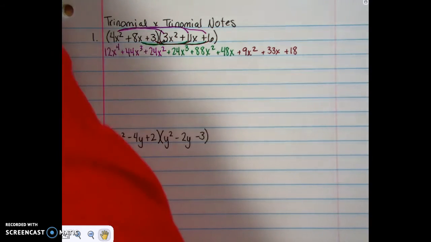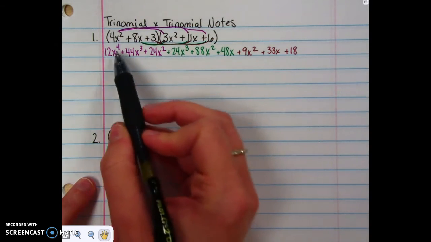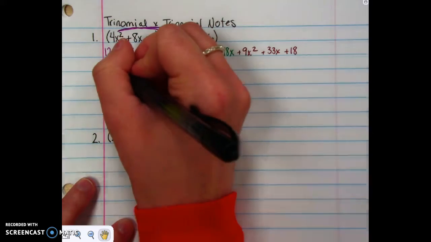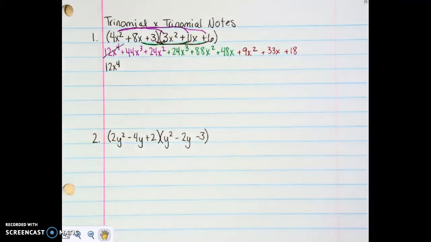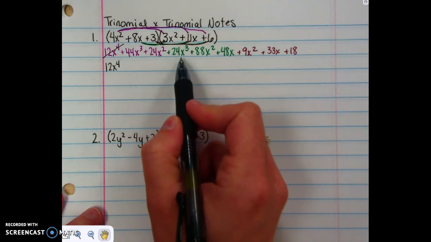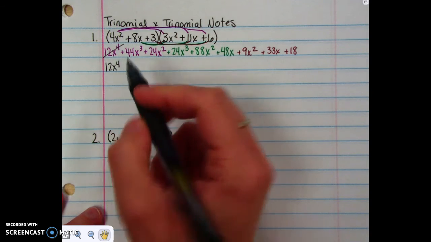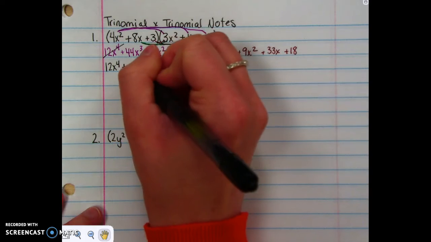Now we combine like terms, like always. My highest degree here is 4, and it does not have anything to match up with it, so I'm just going to keep that as 12x to the 4th. I'm going to cross it out so I know I'm done with it. Now looking at the x cubes, I have 24 plus 44. That is 68x cubed.